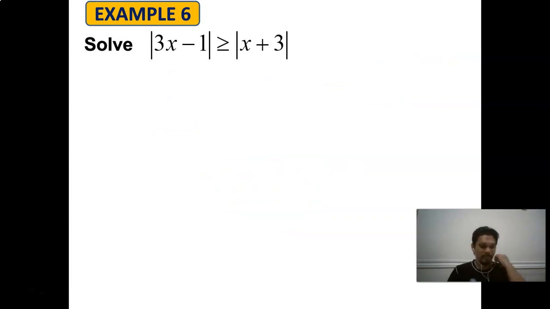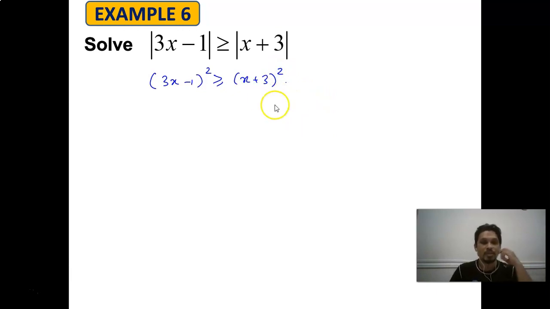Okay, so for this one here now, when there are two absolute values left and right, okay, we don't have to waste so much time to find out whether it's greater than or less than, and come up with two equations. No. For this one, we can strictly come up with squaring both sides. Okay. 3x minus 1 squared greater than or equal to x plus 3 squared. So, expand it one by one.